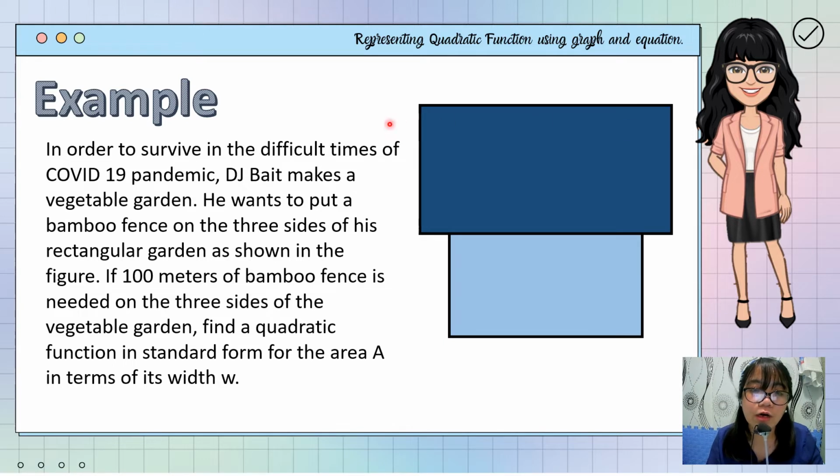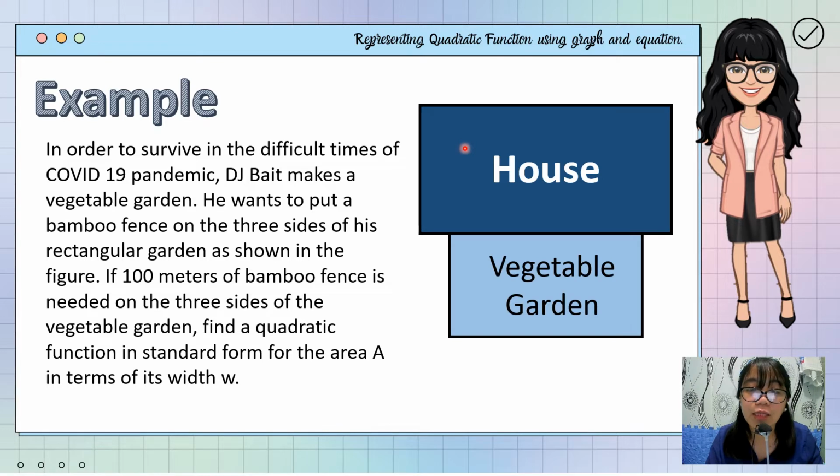Now this rectangle in dark blue shade will be representing the house. And this rectangle in light blue shade will represent the vegetable garden.